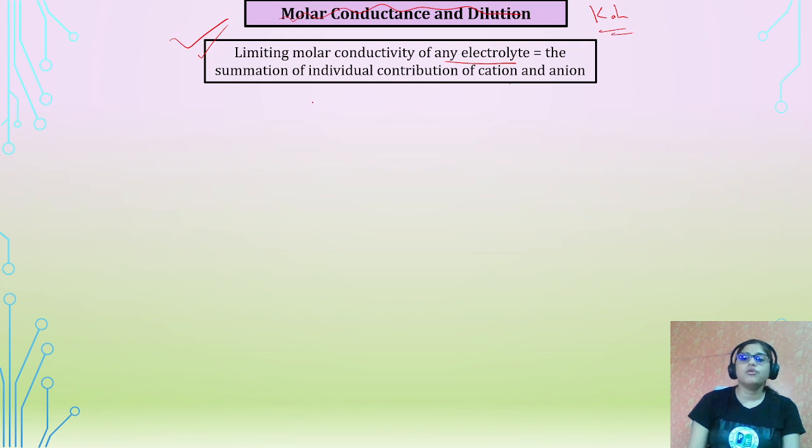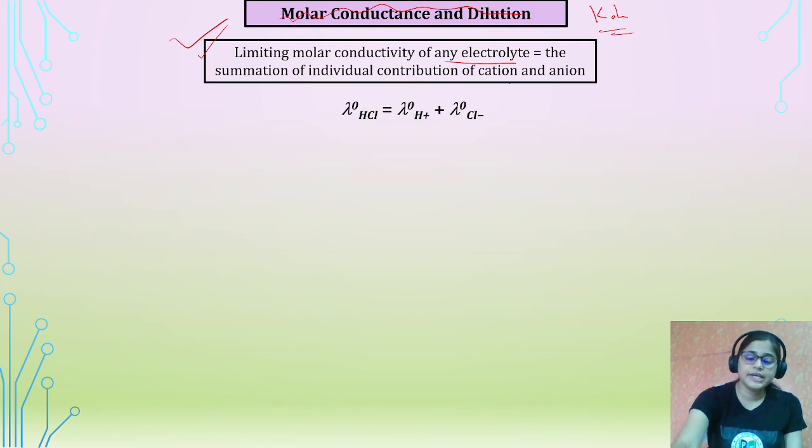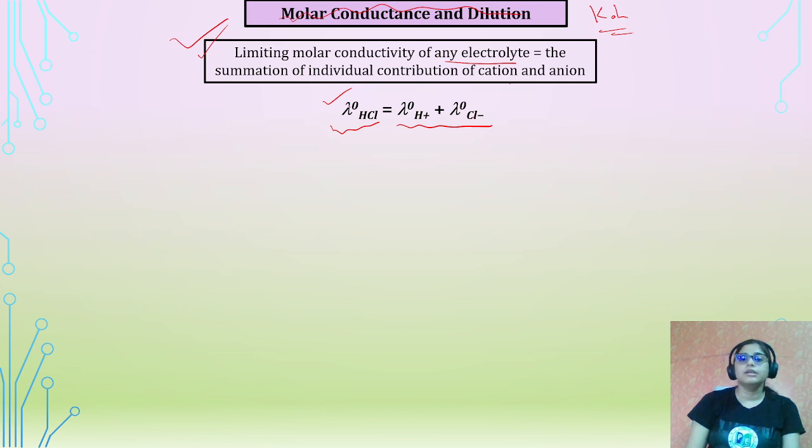Let's take an example, HCl. The limiting molar conductivity of HCl will be the summation of the individual contributions of its constituent ions, cation and anion, towards the conductivity. So the limiting molar conductivity of H plus plus the limiting molar conductivity of Cl minus will be the limiting molar conductance of HCl.